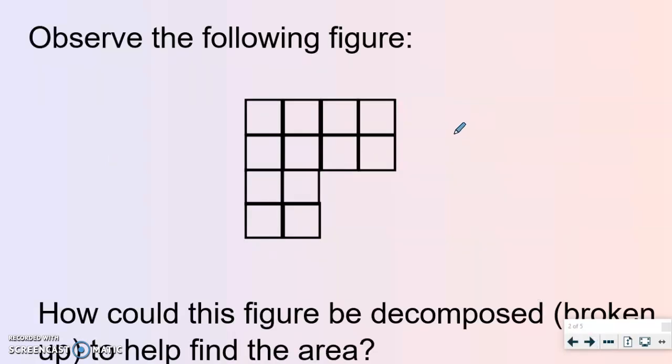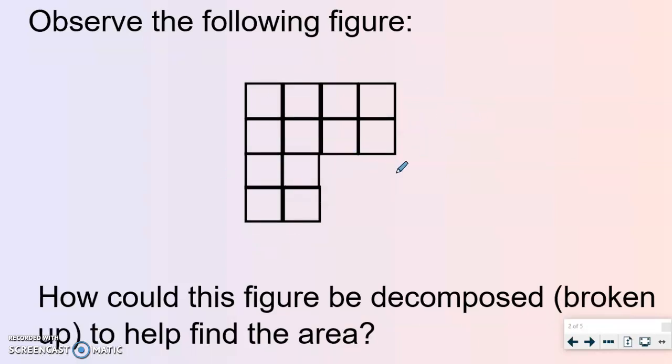Okay, so here I have a figure, and you probably noticed, it's definitely not just a regular rectangle. This is what we would call a combined rectangle, because it does have more than one shape in it. And so how could we figure out what the area of this is by decomposing it?